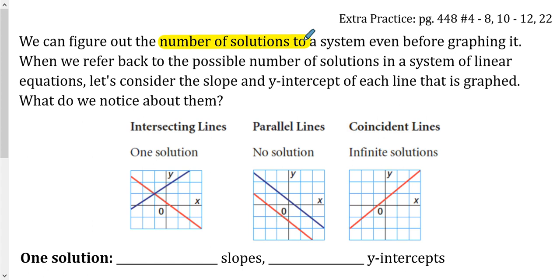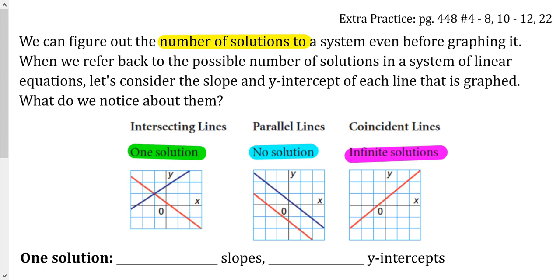So when we think back to the possible number of solutions, remember there were 3 choices. We could have one solution. That was when our lines were just intersecting lines, right? They met once. We could have no solution. So that's when we had parallel lines that didn't meet. And the last option was those coincident lines where we have an infinite number of solutions because the lines are overlapping.